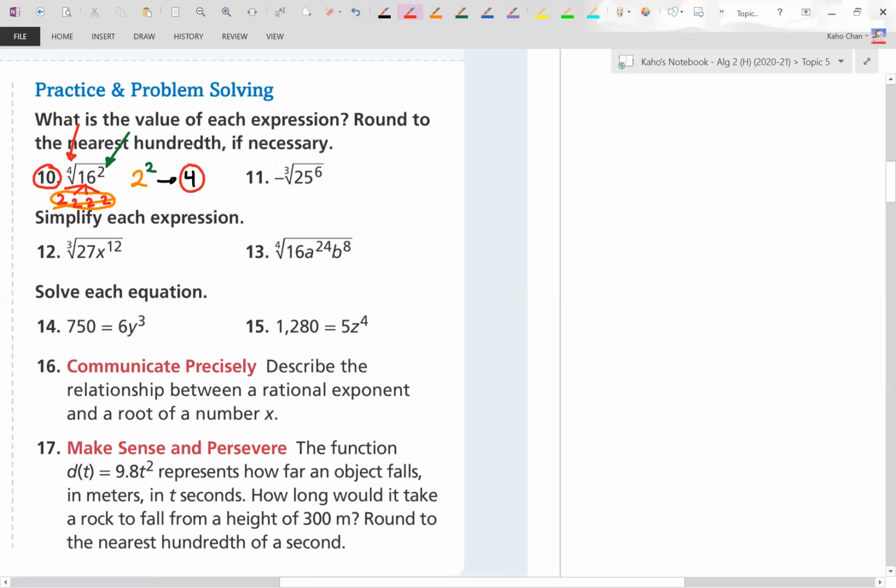Number 11, we have a lot of things going on here. In this case, our index is 3. This is the cube root. We're looking for triples. Let's break down the base there. Now, there's a negative right there. We're going to ignore that for now and carry that over to the final answer. They're just trying to trick us, I think. 25 can be broken down. That is 5 and 5.